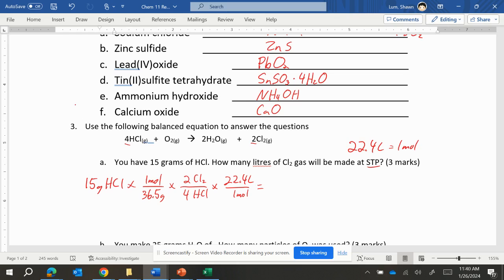So just to recap, 2 sig figs, 3 sig figs, 2 over 4. These are exact numbers, so it's no sig figs, and 22.4 is 3 sig figs. So our lowest number of sig figs in this equation is 2 sig figs. So our answer will be 2 sig figs. So I'm going to go 15 divided by 36.5, then times 22.4 equals, and I got 4.6.